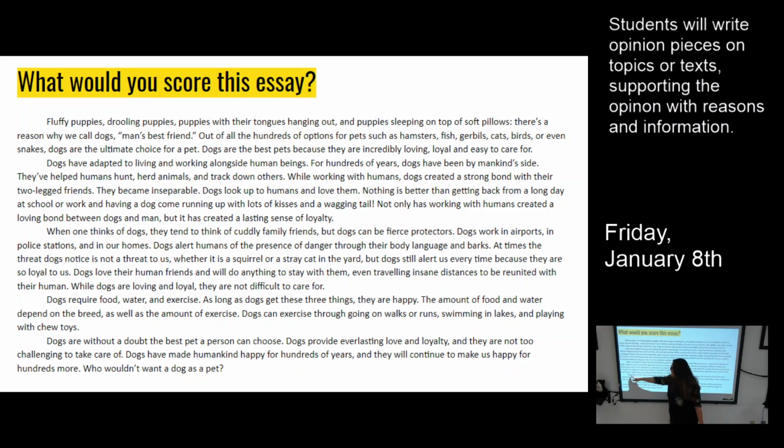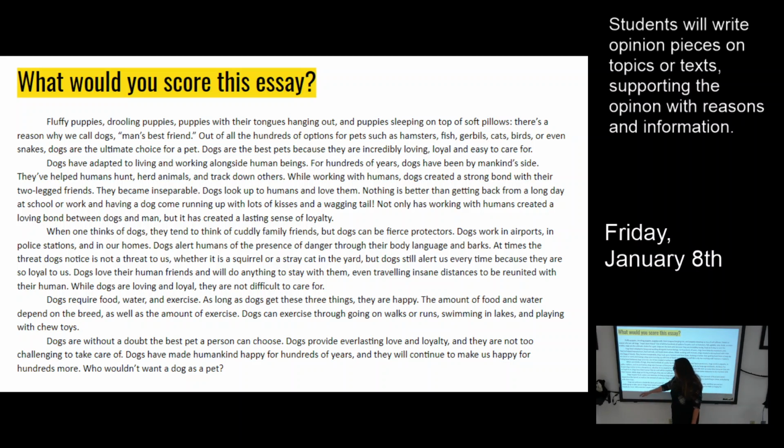Now, last body paragraph. Dogs require food, water, and exercise. As long as dogs get those 3 things, they are happy. The amount of food and water depend on the breed as well as the amount of exercise. Dogs can exercise through going on walks, swimming in lakes, and playing with chew toys. Okay, so that was all about how easy they are to care for.